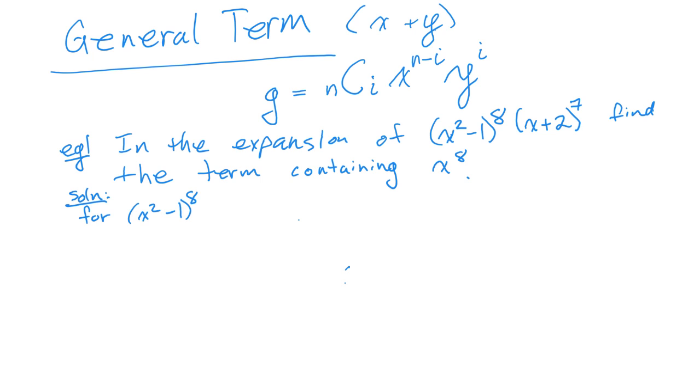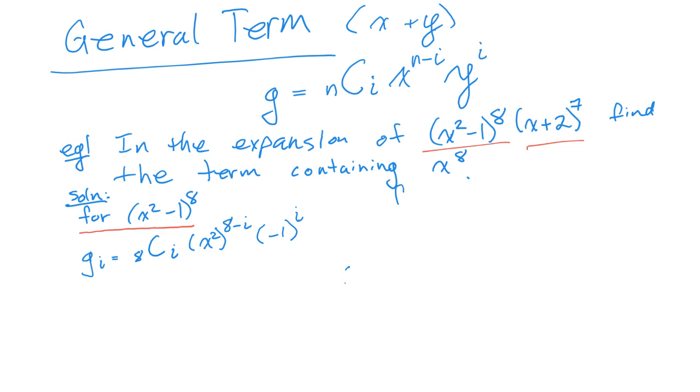For x squared minus 1 to the 8th, the general term is going to look like this. G sub i is equal to 8 choose i. And then what we're going to have is x squared to the n minus i, just like we had up top, but n is actually 8. And then we have negative 1 raised to the i. And that's what we have for our first portion of our multiplication of these two exponential expansions.